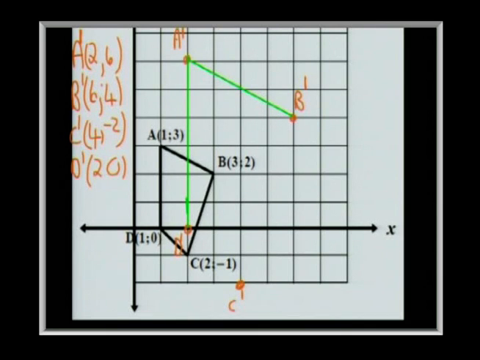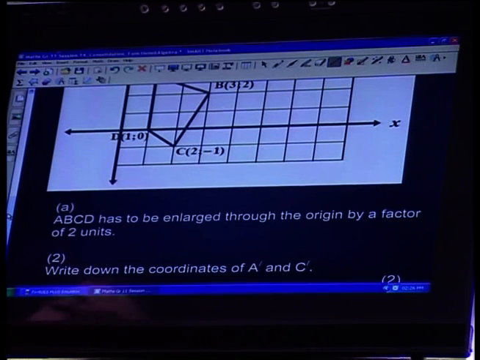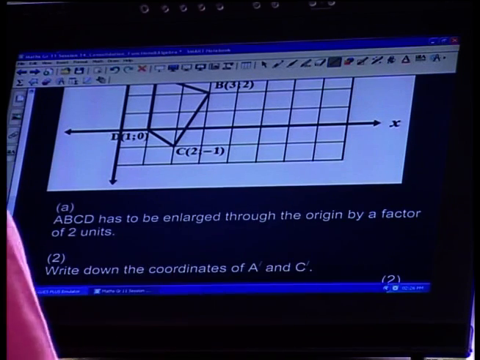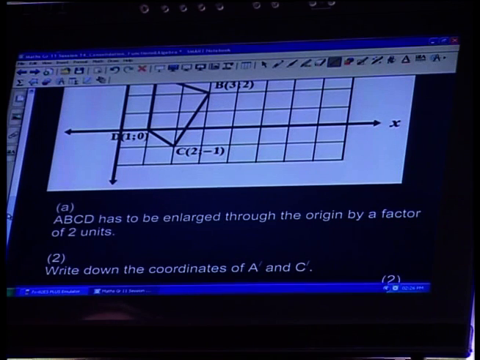Guys, it's very important, of course, that the shape still has to look the same. It just has to look like a grown-up version of the other one. Right, now that we've done the first question, the second question is actually really very easy. They ask us to write down the coordinates of A prime and C prime. Now, we already wrote them down just now.